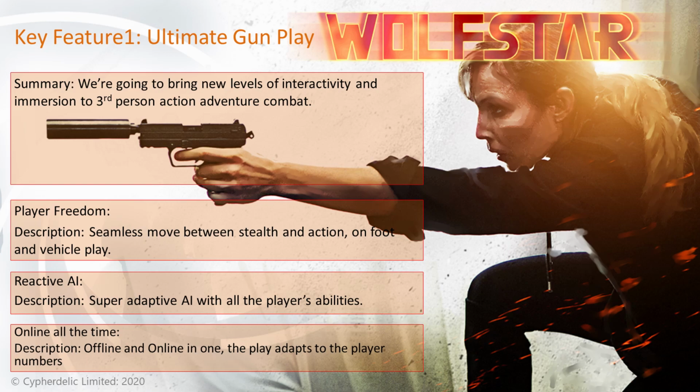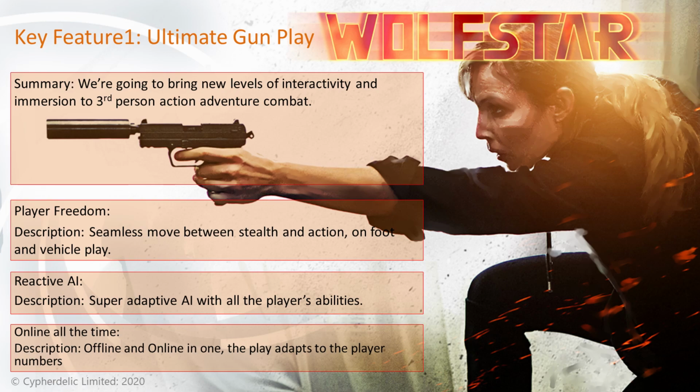And so the first is player freedom. We're going to seamlessly move between stealth, action, on foot, and vehicle play. The second is reactive AI. We want super adaptive AI, so it reacts to all of the player's actions and abilities to make a really, really believable world. And the third is a new one. It's offline and online in one. The play adapts to the player's numbers, and you can play it cooperatively, in multiplayer, or in single player, and complete the same mission in all 3 modes.